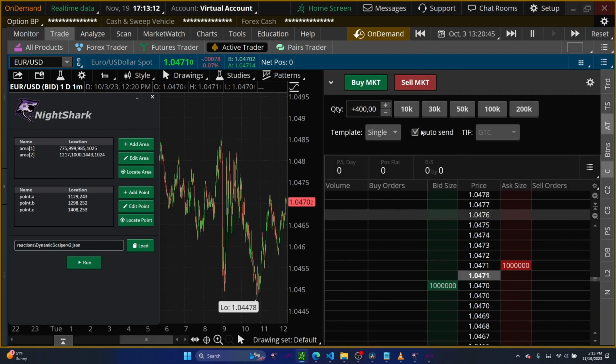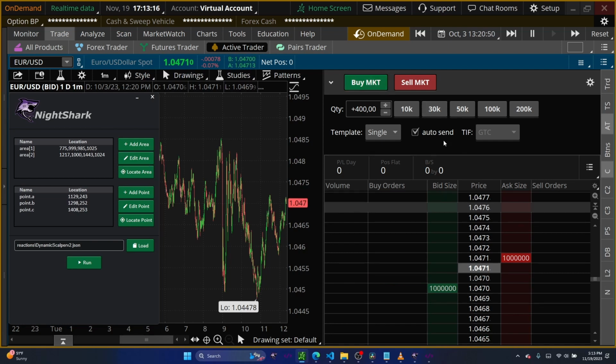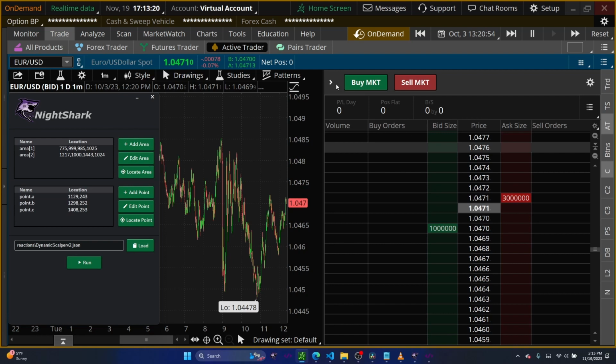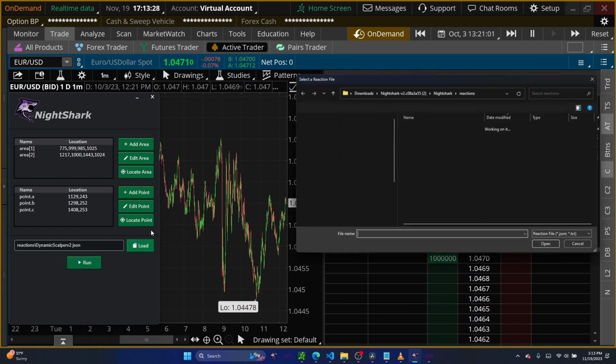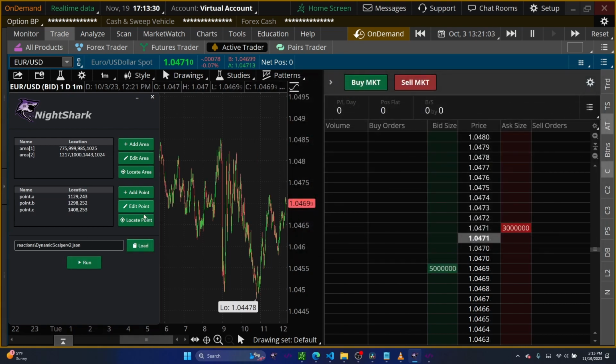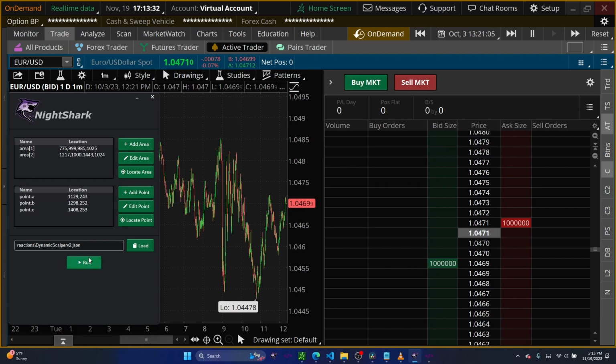It's really important to click on the auto send, because that's what enables one-click buy. So it's really important that you check this box before running the Nightshark. And just to make sure it runs smoothly, it's always a good idea to refresh the script. So let's run it.